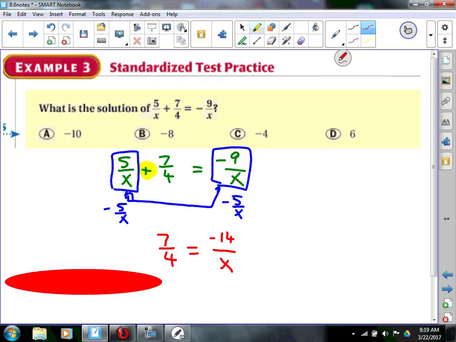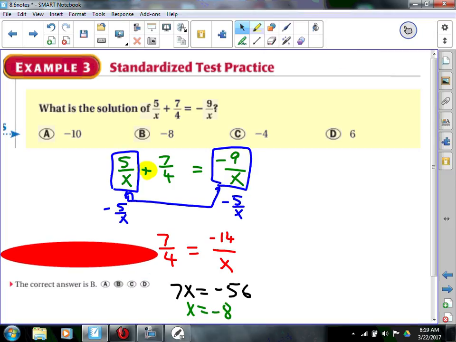Cross multiply. So we get 7x. A lot of people have a hard time multiplying bigger numbers by 4. Just double it twice. What's 14 doubled? 28. Double that. 56, and it's negative, right? Okay, so now we want x by itself, so we divide by 7, and x ends up equaling -8, and so our answer to this should be B. There it is.